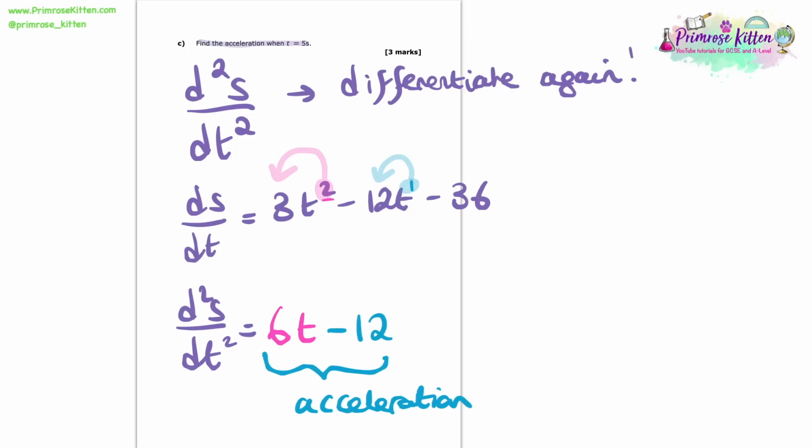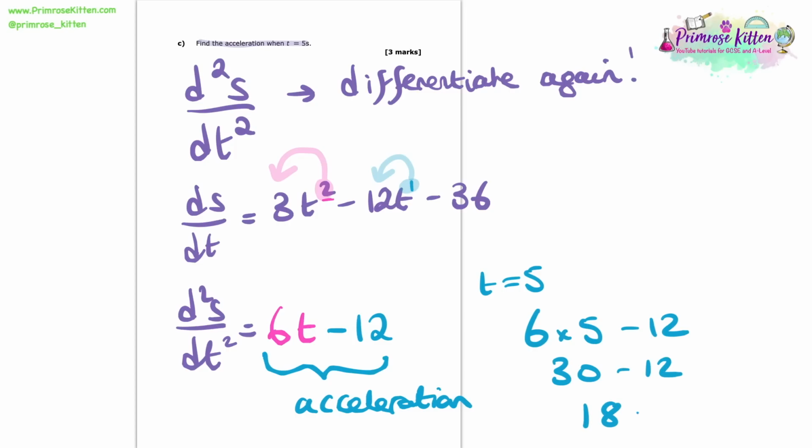So here we now have that the acceleration is equal to 6t minus s. Now this question wants it specifically when t is equal to 5. So let's substitute that in. 6 times 5 minus 12 gives us 30 minus 12. And that gives us 18 metres per second squared. So the acceleration when t equals 5 equals 18 metres per second squared.